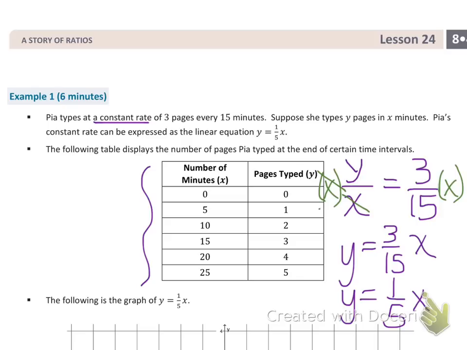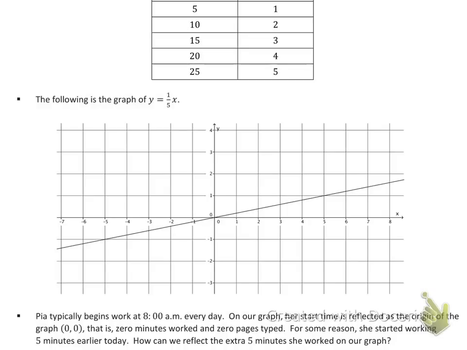And so here on this data table are some points, basically some combinations. So in 5 minutes, she would do 1 page. In 10 minutes, 2 pages, and so on. All right, so here's the graph of y equals 1/5 x. And so if she were just typing, we could see at 0 minutes she would have typed 0. And if we come over here to 5 minutes, she would have typed 1 page. And if we could follow this out to 10, she would have typed 2 pages. So this is the graph of Pia's typing.